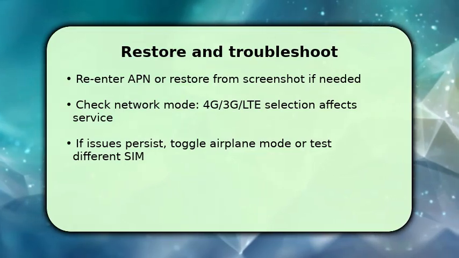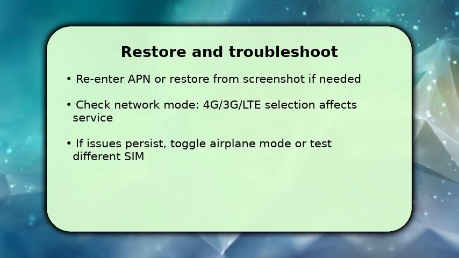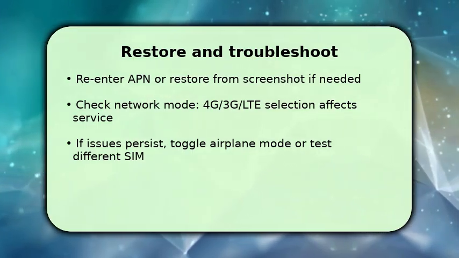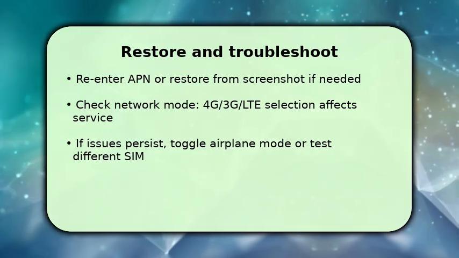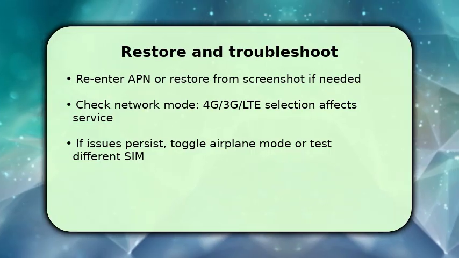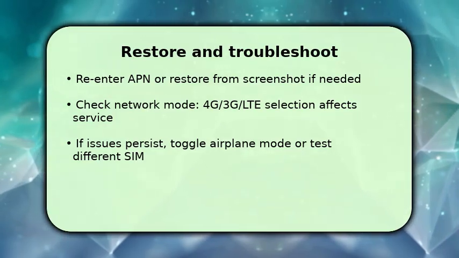If service still fails, toggle airplane mode on and off to force reconnection, and test the SIM in another phone to rule out SIM or tower issues. If you see persistent no service, contact carrier support with your MA ready. They can check provisioning and signal at the tower.